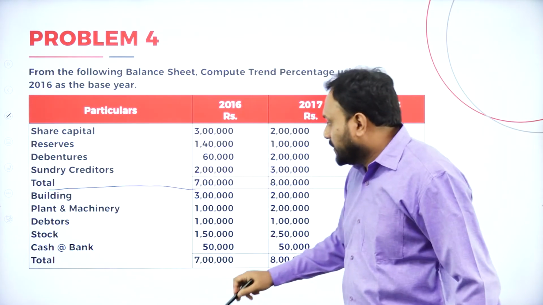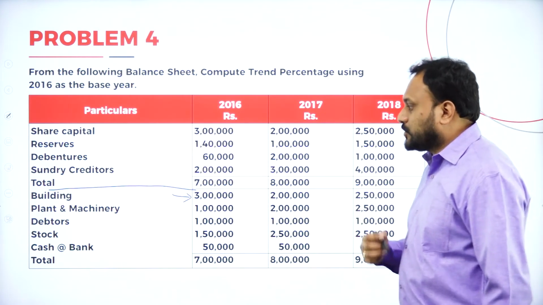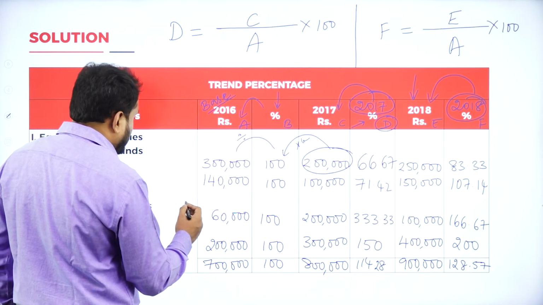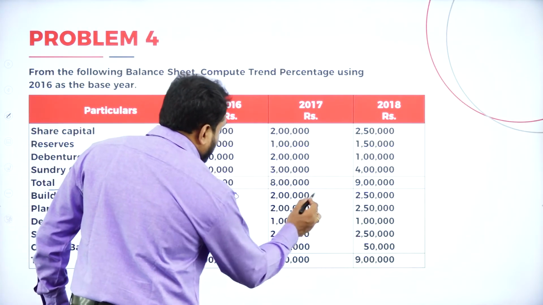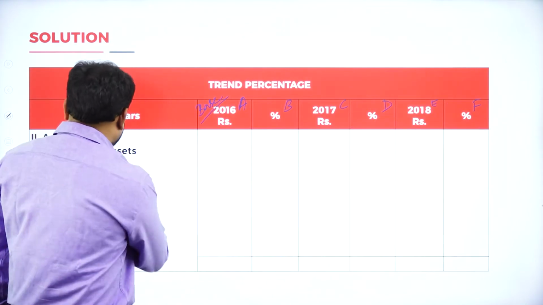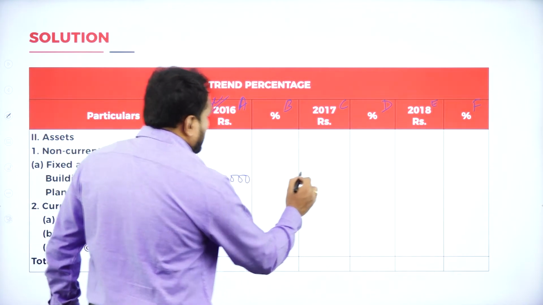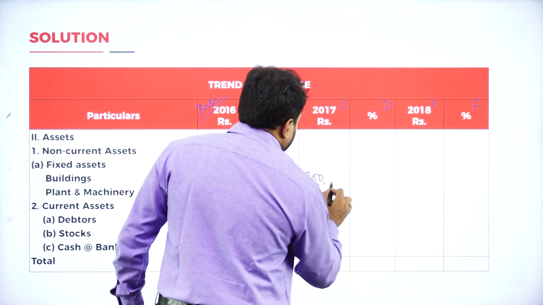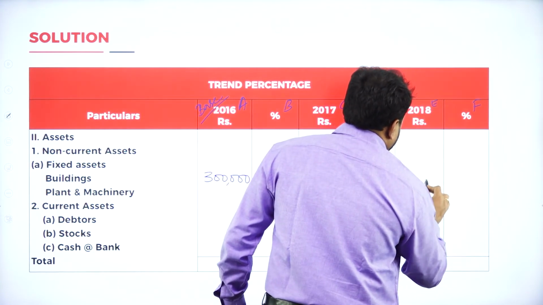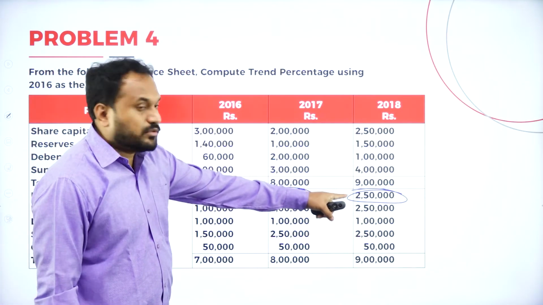Now we'll go with building. How much is the building? 3 lakh, 2 lakh, 2 lakh 50. So copy paste. Building: 3 lakh, then here 2 lakh, and then 2 lakh 50,000. Just check: 3, 2, 2.5.